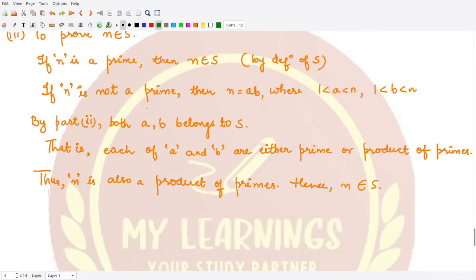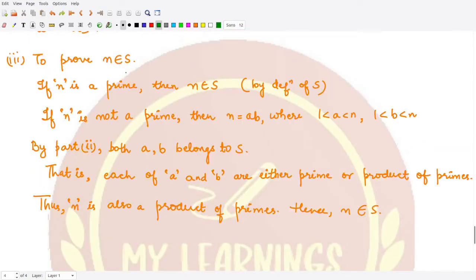The result would be true for every positive integer. So we have to prove n is a member of S. Now two cases could arise. Either n itself is a prime number or it is not, right? So let's discuss both of them. If n is a prime number, then obviously by definition it would be a member of S. Why? Because S contains all the prime numbers and the numbers which are product of primes. So for this case the result is clearly true.